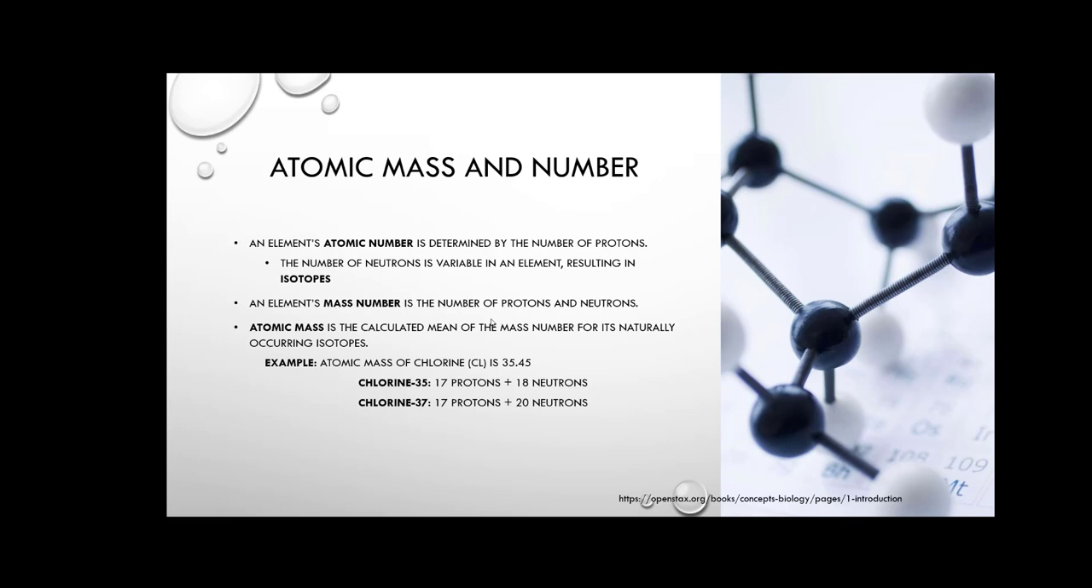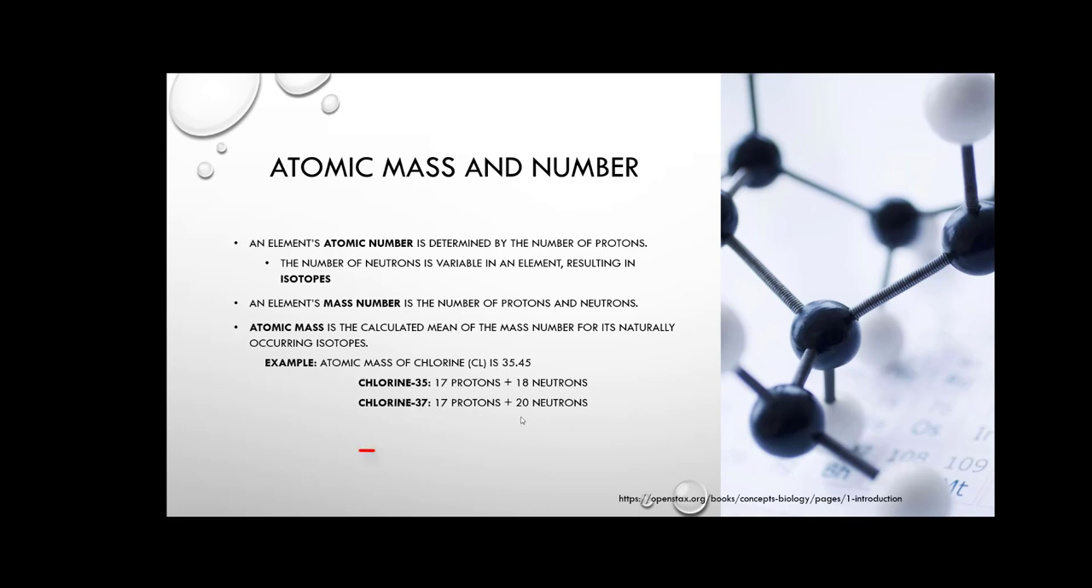And then we have the mass number. The mass number is the number of protons plus neutrons. So if I have 17 protons plus 18 neutrons, I add them together, I get 35 for that particular atom of chlorine. Notice we don't add the electrons because electrons have such minute mass that we don't count it. So for this particular atom of chlorine, its mass number is 35.